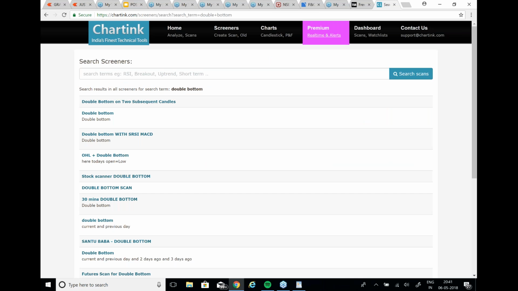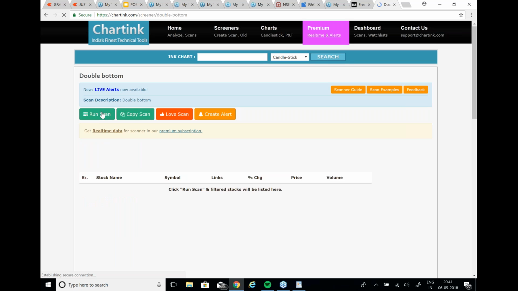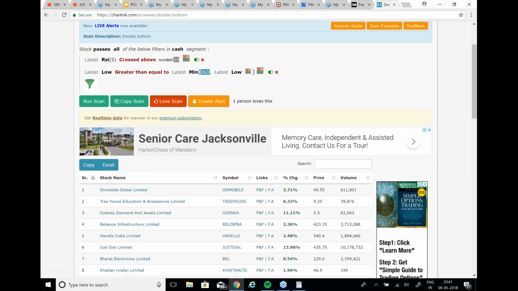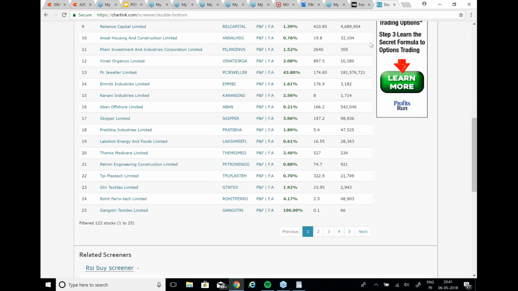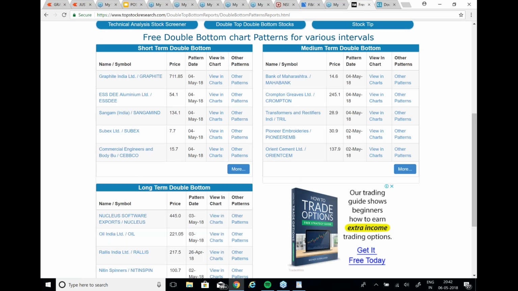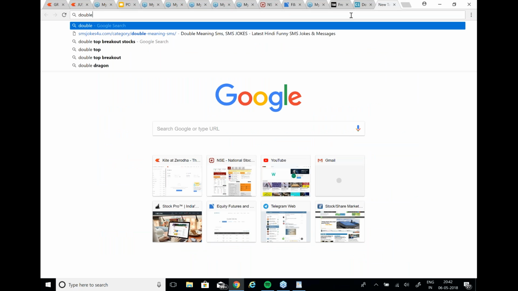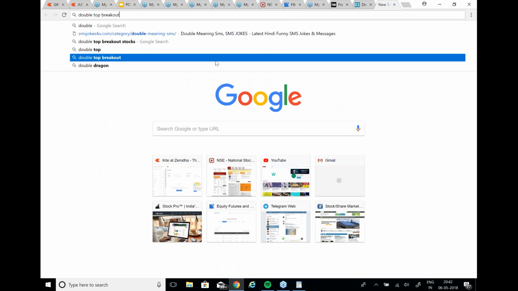You will get many scans, and you can click on any one of them. Of course, you will get to see many of them. See, all these stocks have a double bottom, right? I have another website where you can get the double bottom and the double top directly. This is called Top Stock Research. If you want, on the browser you just write double top breakout or double bottom breakout and go to Top Stock Research.